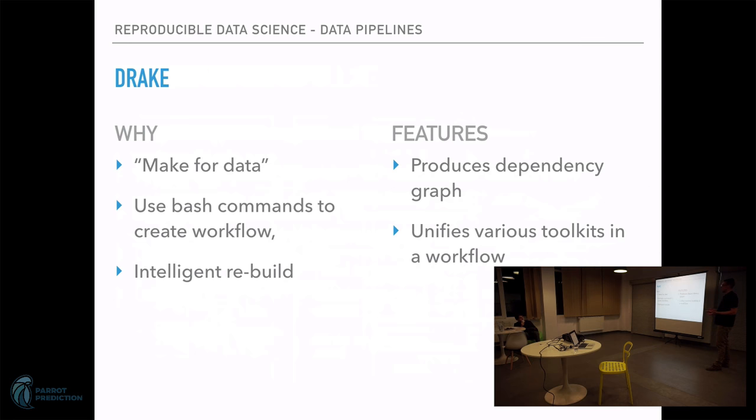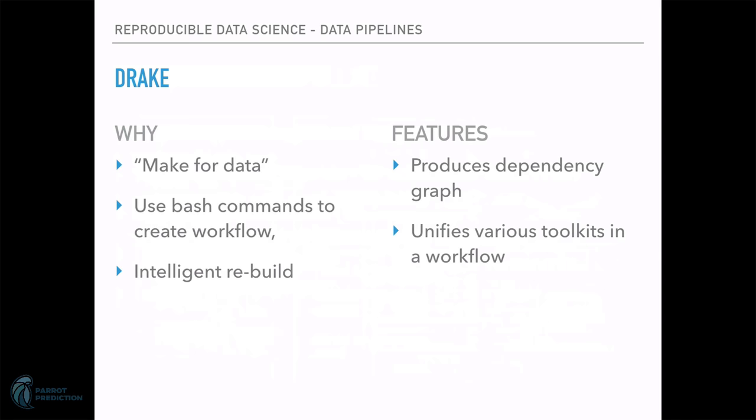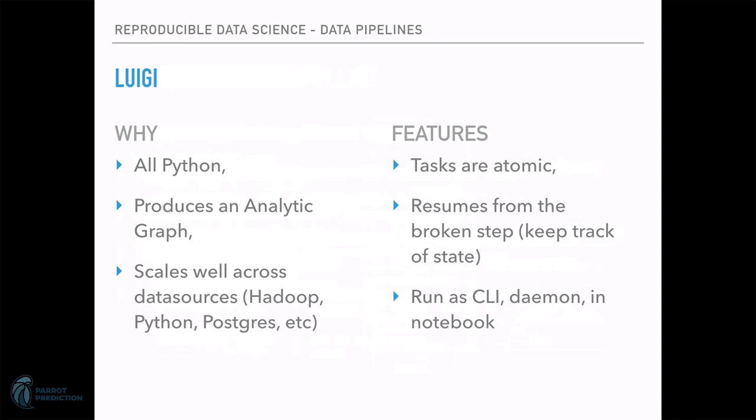Drake is an open source project describing itself as make for data. It uses bash commands to create instructions and tasks, and has some intelligence built in that allows us to intelligently rebuild the whole pipeline after a failure. Luigi does almost the same, except that it is written in Python. You don't have to worry about all those bash commands for processing data. Another feature is that it can take input from various sources of data, for example, Hadoop, Postgres databases, and like that.